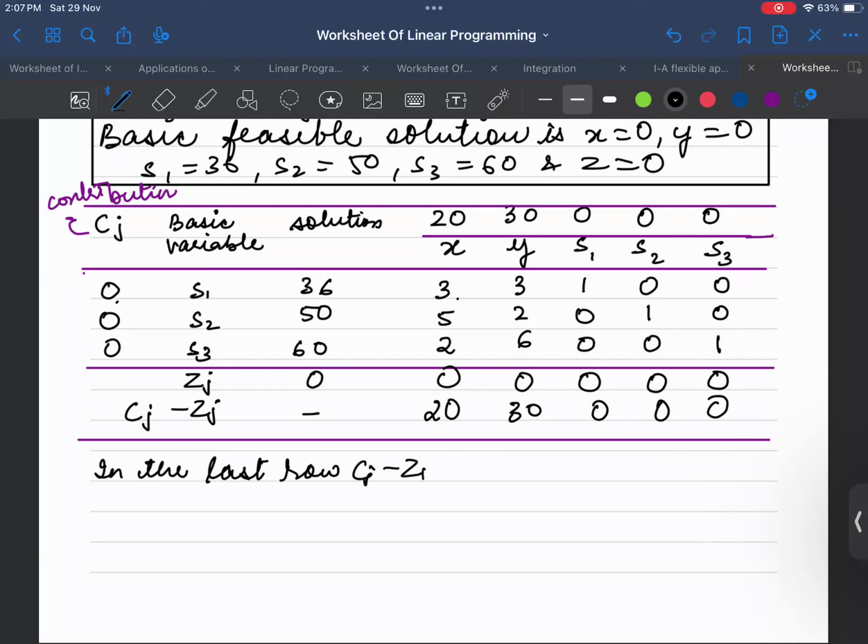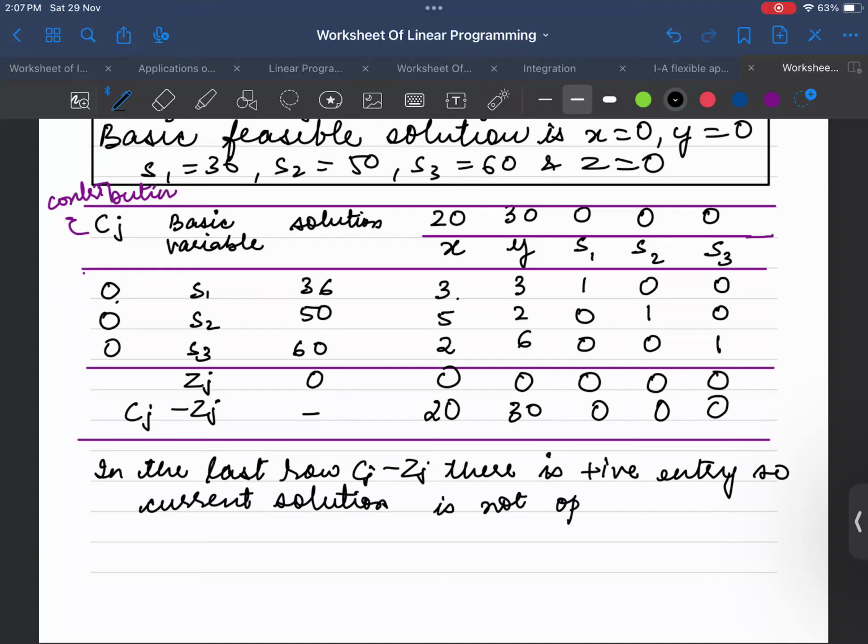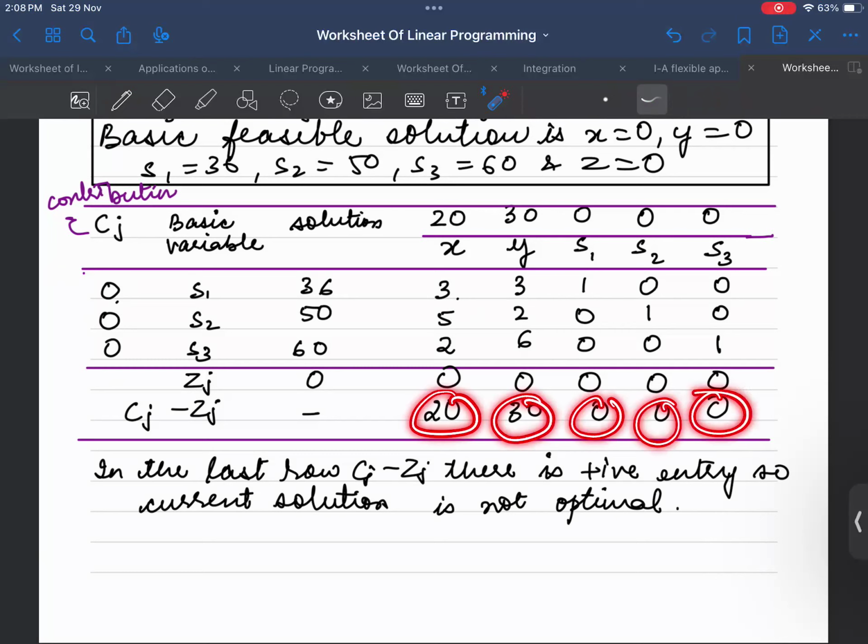Okay? Now, in the last row, Cj minus Zj, there is a positive entry. So the current solution is not optimal. We can see they are positive. See, 20 and 30, and 0, 0, 0. Means still we have something 0 and then we have the positive also.